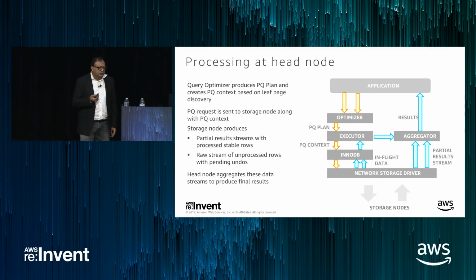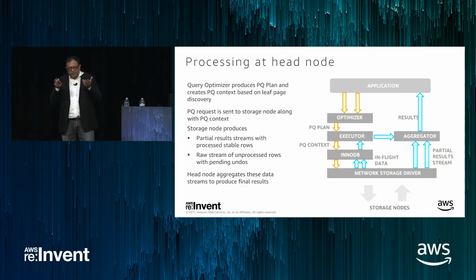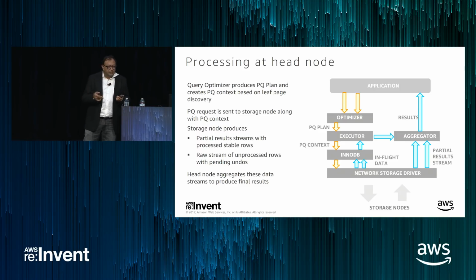Okay, so what we basically do here is that we produce a plan, we create a context, we send it down. The storage node is responsible for streaming stable rows back up, as well as a raw stream of unprocessed rows, so the head node can do its magic with undo processing to get the version of the data it's allowed to see, and then it combines that to do the final result. So that's basically an overall view.